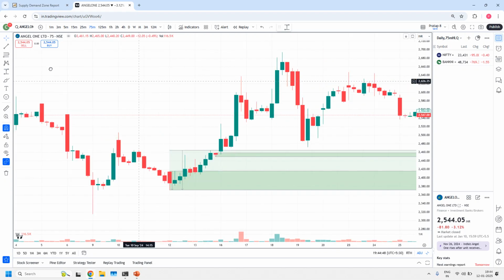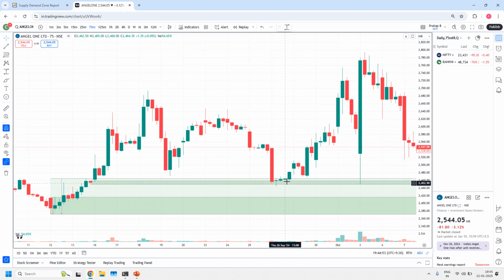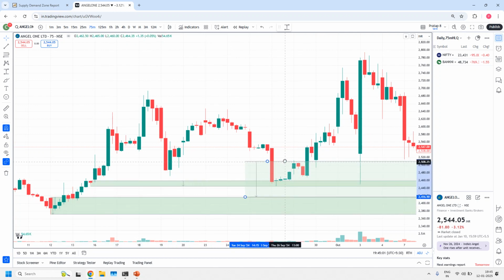This is also a 75. You have 2 order flows here. And the first one is already pierced, but later on again drop base rally is created here. This is a new one.